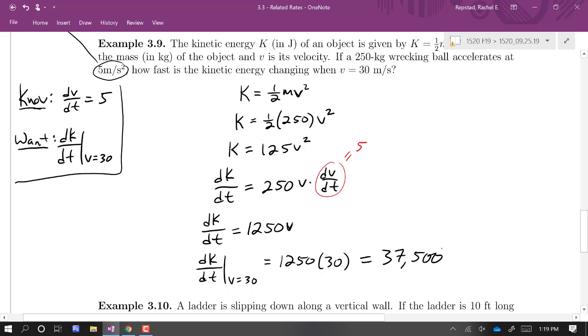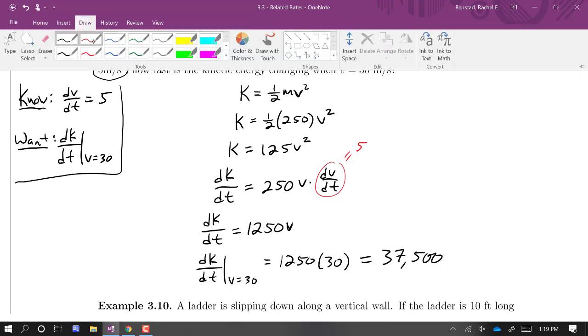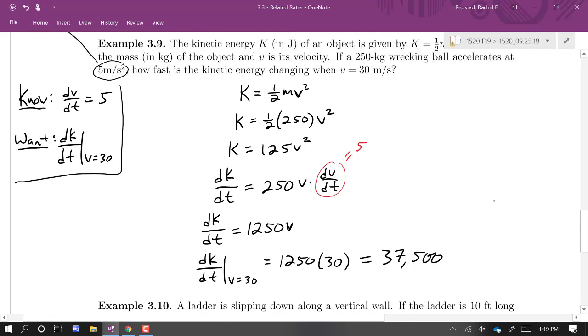So we have a numerical result here. What are the units? Joules per second, because it's going to be units of K, which they already told us were joules in the opening sentence of the problem, over units of time, and those time units are inherited from the units that they've been using in the other rates they gave us. So joules per second.